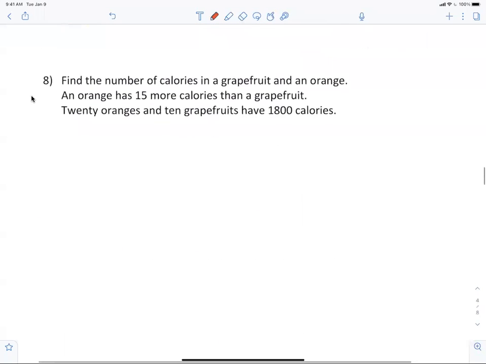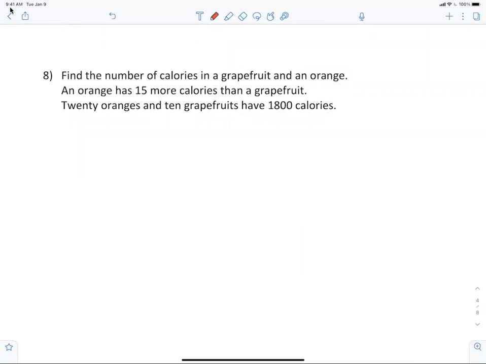Okay, here we go. Number 8, another really great problem. So I'm going to pause for a minute.